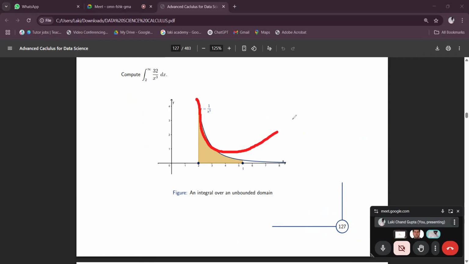And how does a divergence figure look? It looks like this. It goes to infinity on the two sides, infinity or minus infinity.